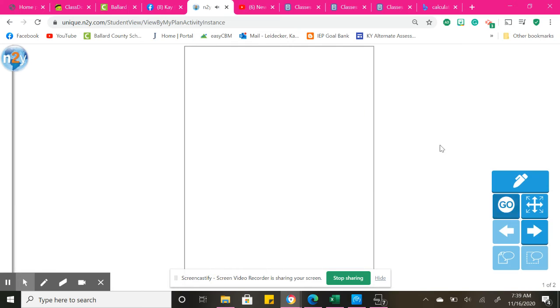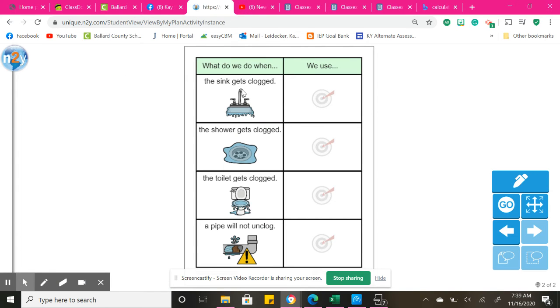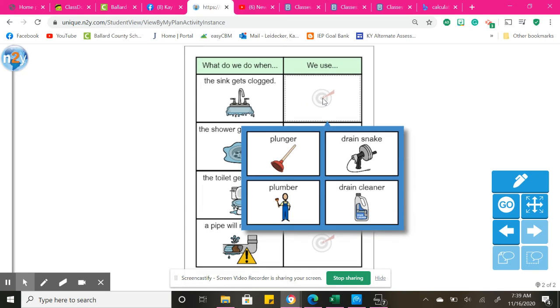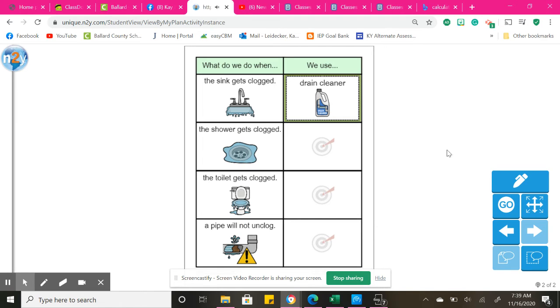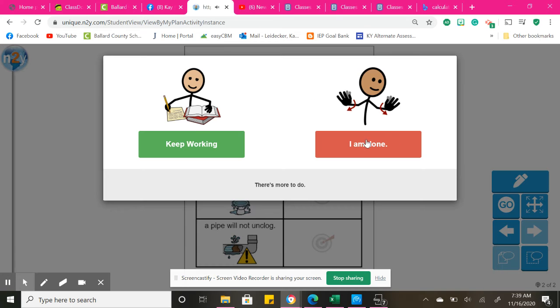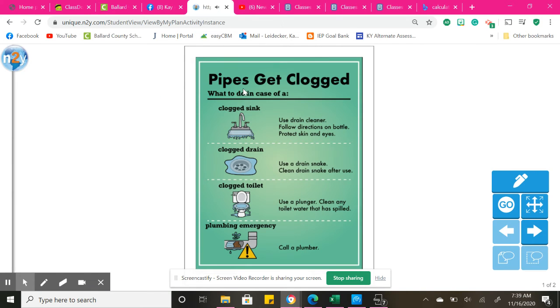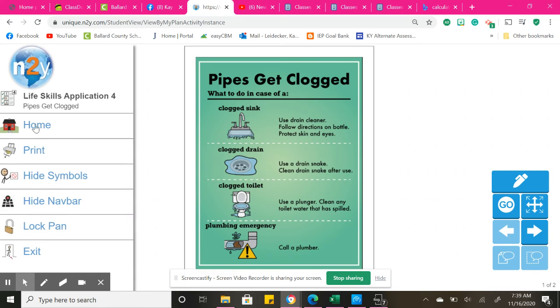And then on this next slide here, it has us decide what we're going to do. So we just read the sink gets clogged. What do we do? Are we going to get a drain snake? Are we going to get a plunger? Are we going to call a plumber? Or are we going to use drain cleaner? So the sink gets clogged. We are definitely going to use a drain cleaner. So go through those, and that will help you know what to do when you have a certain problem when pipes get clogged.